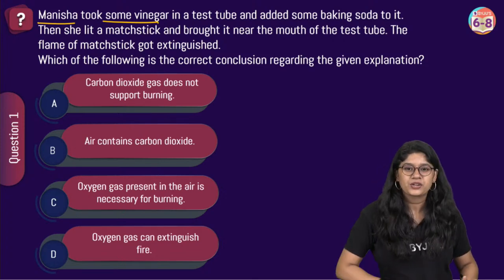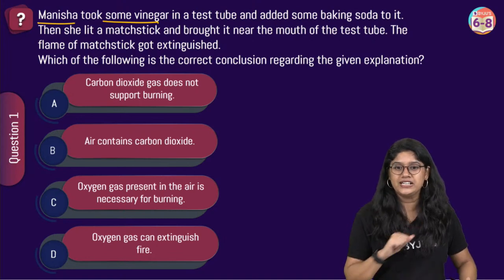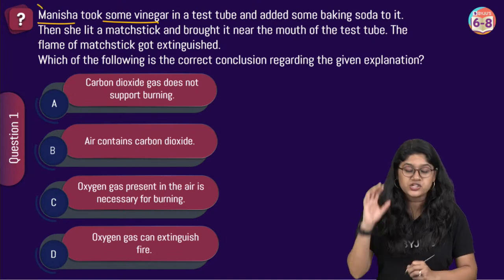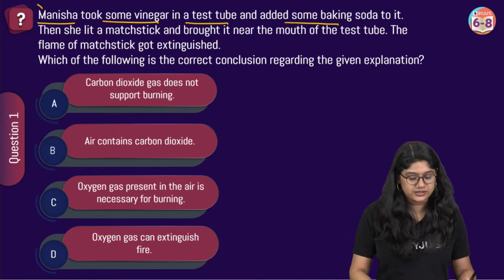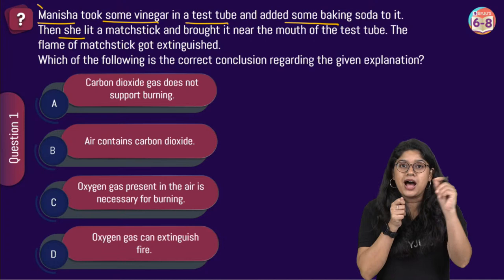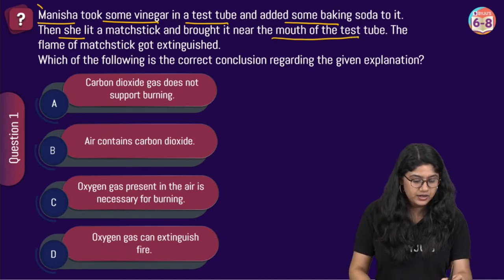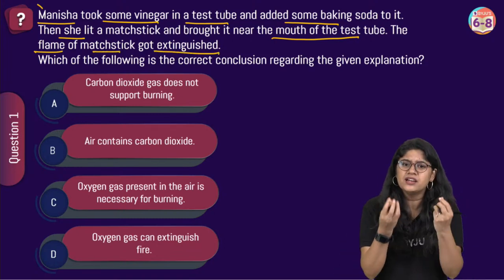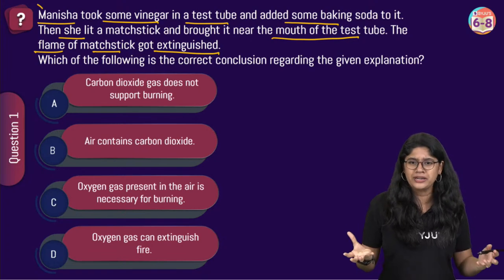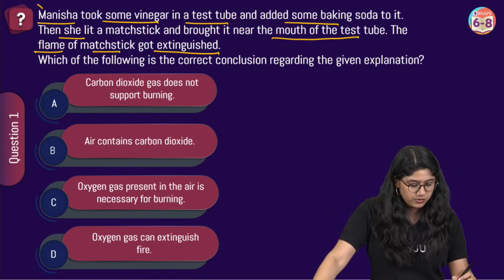Okay, so what we have over here, let's see. We have Manisha. She took some vinegar in the test tube and added some baking soda to it. Then she lit a matchstick and brought it near to the mouth of the test tube. The flame of the matchstick got extinguished. Basically, the flame was not growing, it just stopped burning.